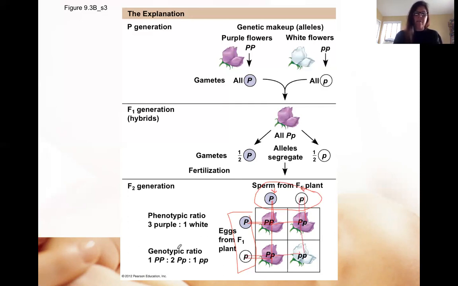Notice that I call them my GERs. My genotypic ratio is 1, 2, 1: 1 homozygous dominant, we always start with the homozygous dominant, 2 heterozygous, and 1 homozygous recessive. My phenotypic ratio is what I see, what is expressed. I am seeing 3 purple flowers to 1 white flower. So I have a 75% chance that my offspring will be purple and a 25% chance of my offspring being white.